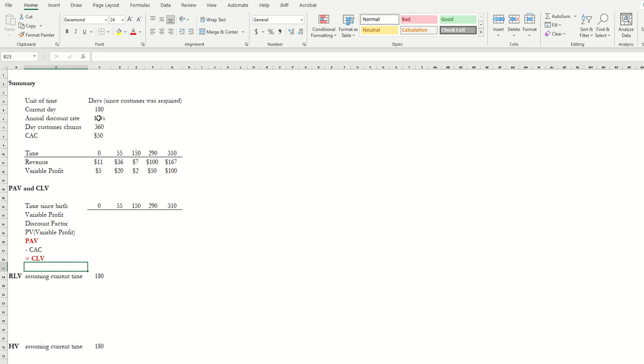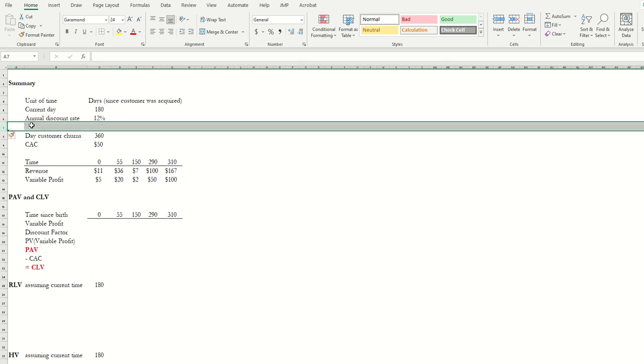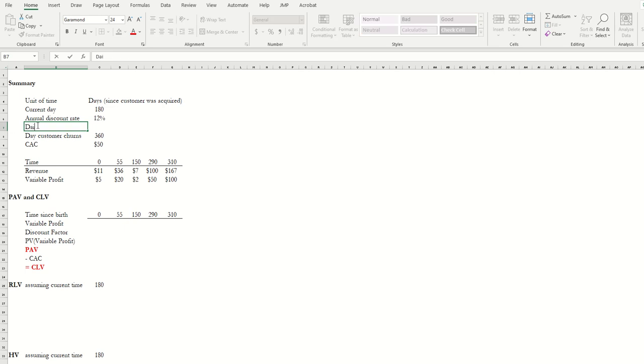So the first thing that we need is the daily discount rate. So I'm going to insert it over here, daily discount rate. The formula is 1 plus the annual discount rate raised to the 1 over 365, minus 1. And so we can see over here that is 0.031.